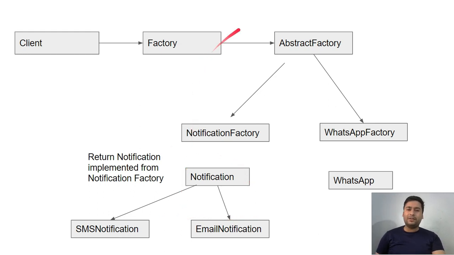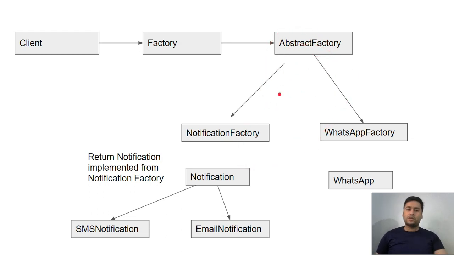If you capture only that part, it becomes the factory design pattern. But if you include these three classes as well, abstract factory, notification factory, and WhatsApp factory, then we can say this is part of the abstract factory design pattern. Exclude these three, and it is the factory design pattern. That's it. So these abstractions we have to provide.